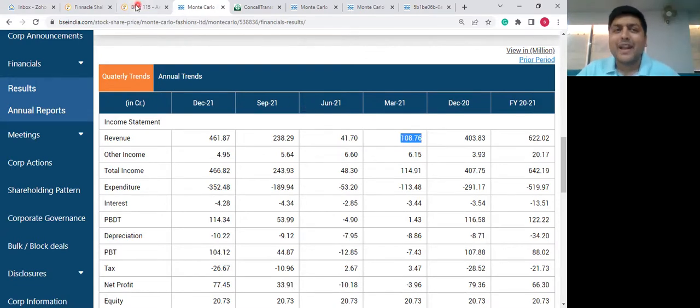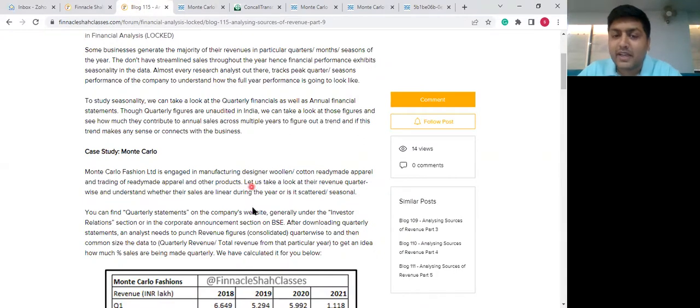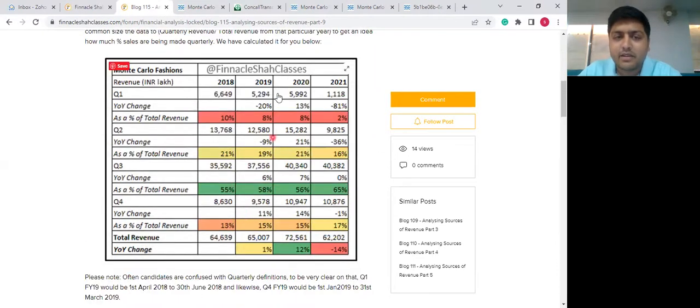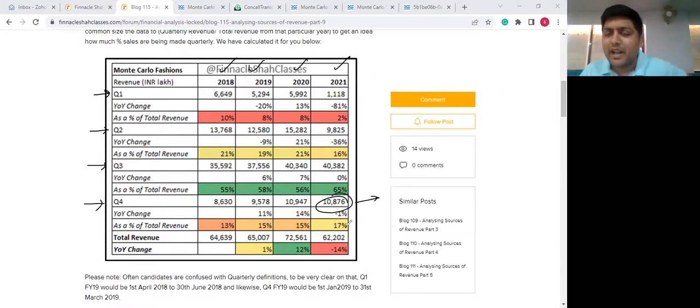Now that you understand how to extract quarterly revenue data, let me show you how to go about analysis of this quarterly revenue data. What you see here is a small Excel presentation which we have done for you guys, a template. So here what we have done is we have noted down the time series data of Monte Carlo Fashions from 2018, 2019, 2020, 2021. And that too for Q1, Q2, Q3, and Q4. So as you can see, 10,876, we actually got this data from the financial statements.